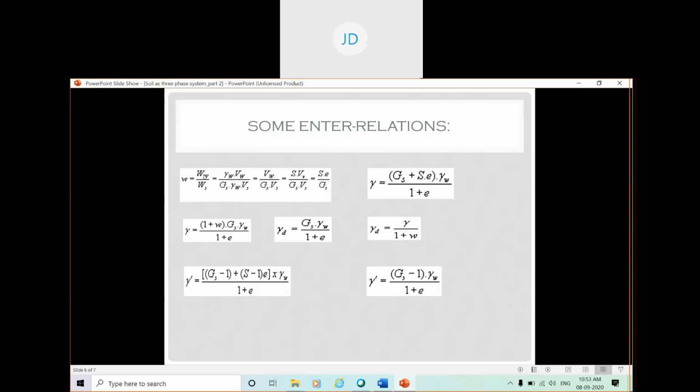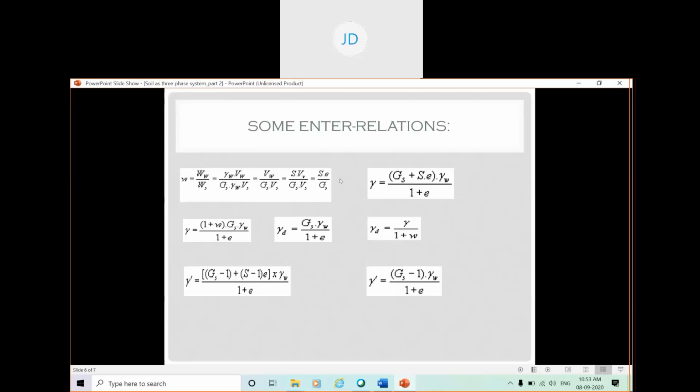By definition, w, water content, is weight of water divided by weight of solid. This can be broken down like this, then like this, and then finally it will reach here. So this first relation is very important. It is the relation among water content, degree of saturation, void ratio, and specific gravity. So it is like S e equal to w Gs.